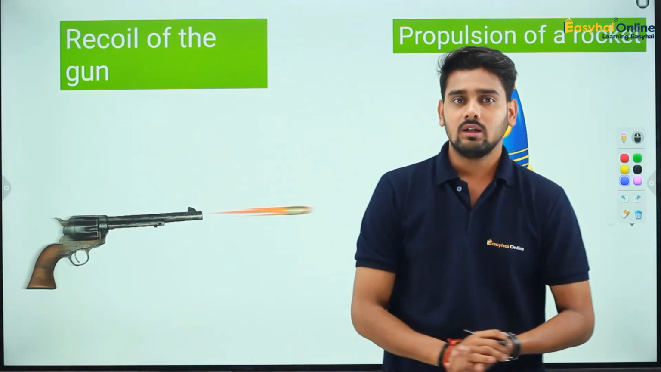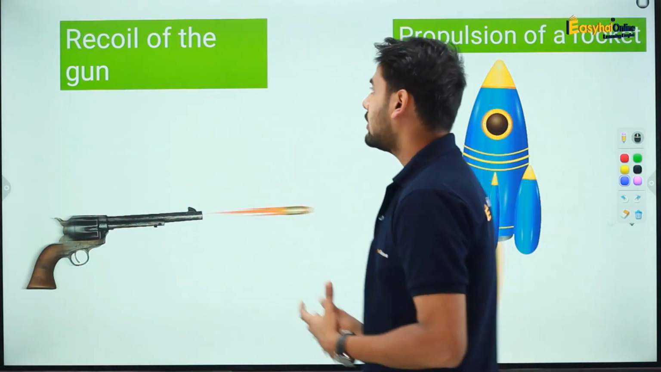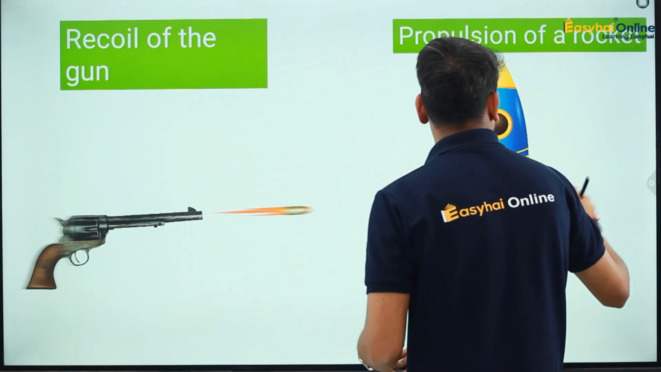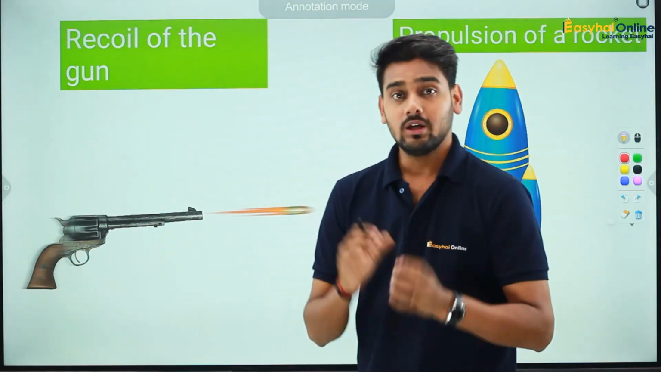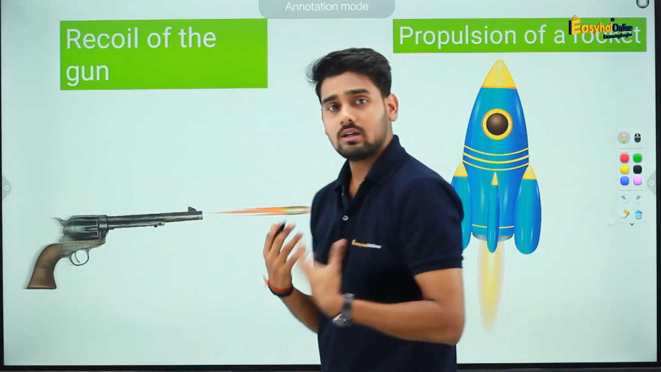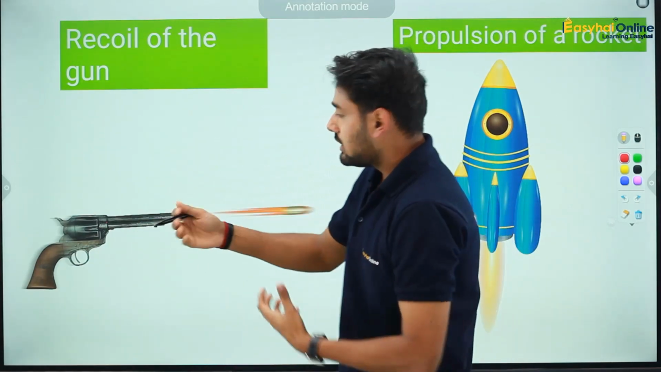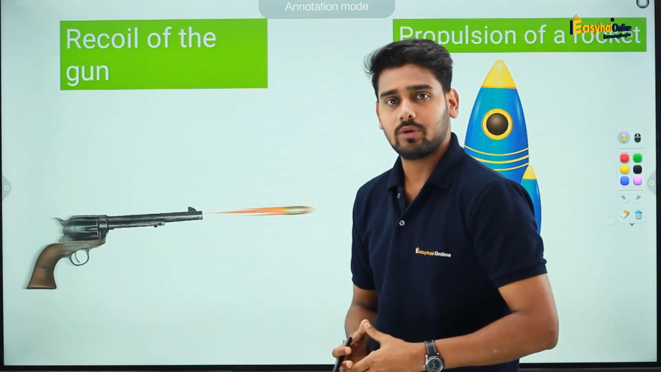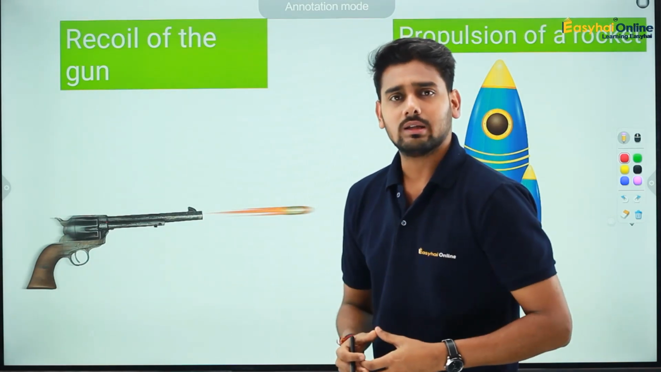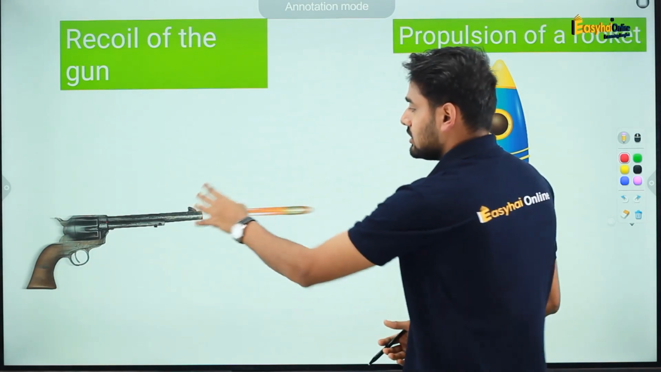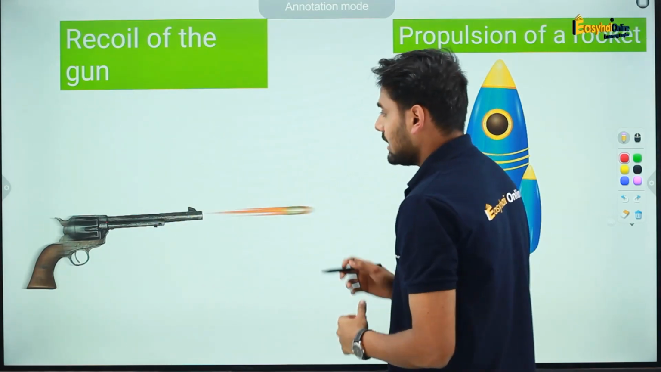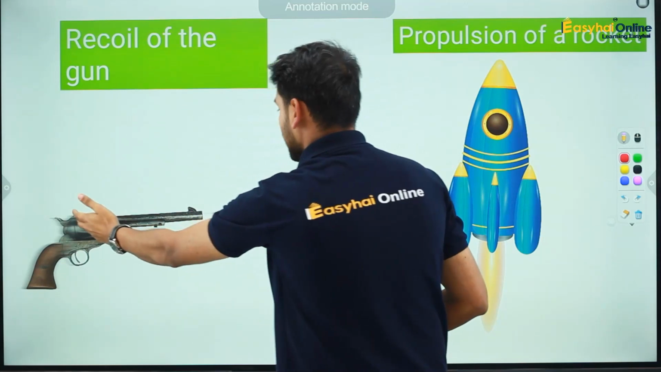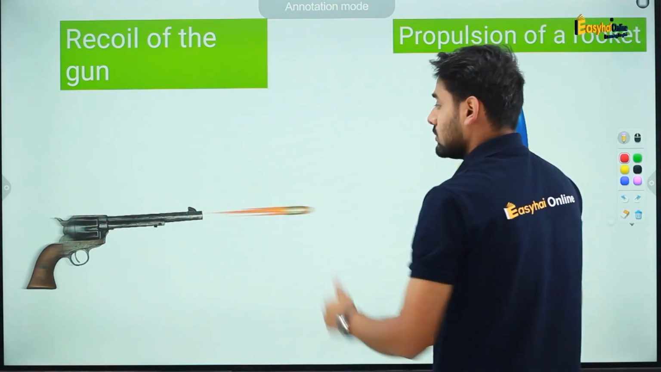Here we can see that in the case of recoil of the gun. All right, now usually in movies or maybe in some video games, you might have seen whenever a gun is fired, the gun recoils a little bit backwards. What is the reason behind that? See, actually, as soon as the bullet comes out of the barrel of the gun, this bullet is moving in the forward direction.